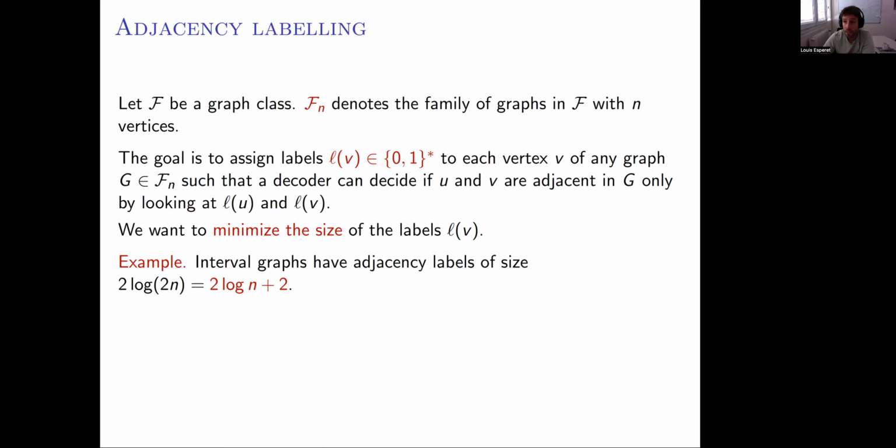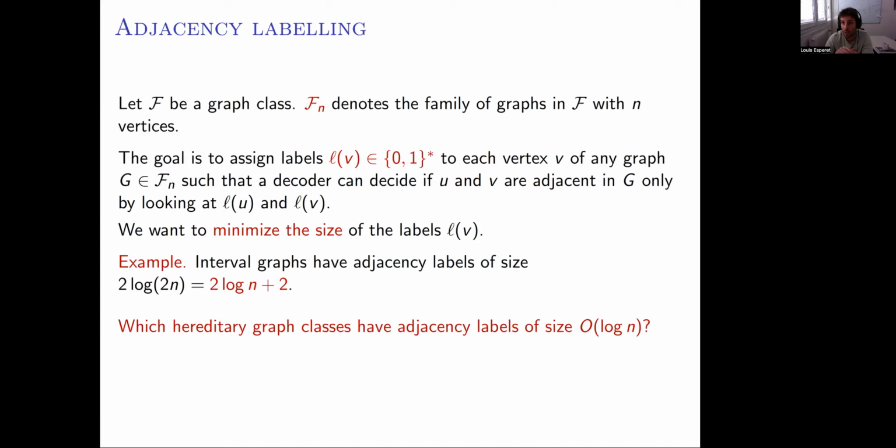All right. And it turns out that this log n range is the first interesting range for adjacency labels. Because in most graph classes, you have very few twins, very few vertices with the same neighborhoods. So most vertices would have to have different labels. So you would need all the log n bits in any reasonable graph class. So log n is the first interesting range. And the natural question is, which graph classes have adjacency labels of order log n?